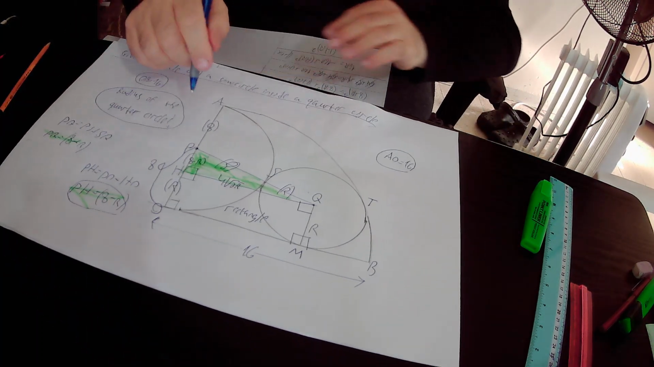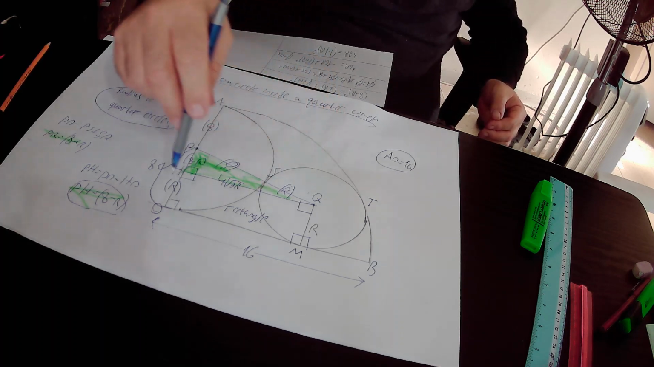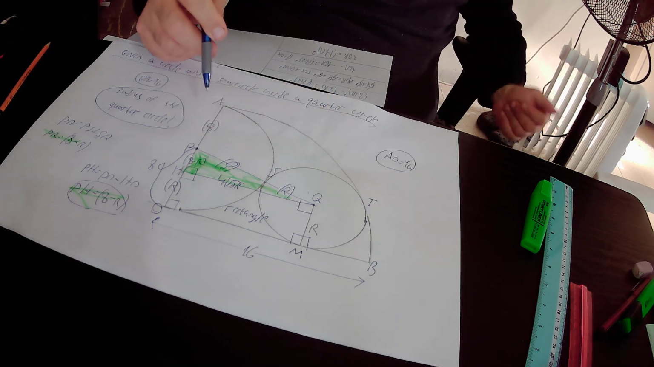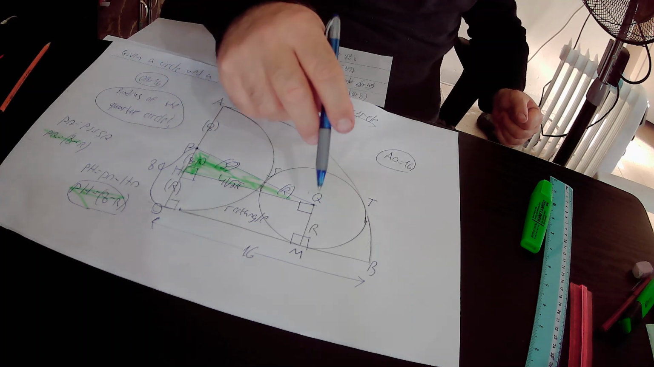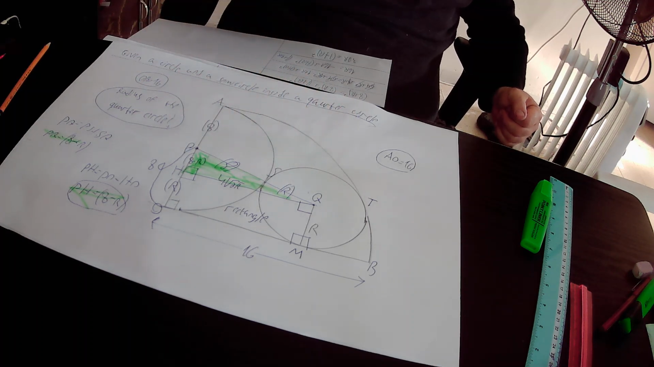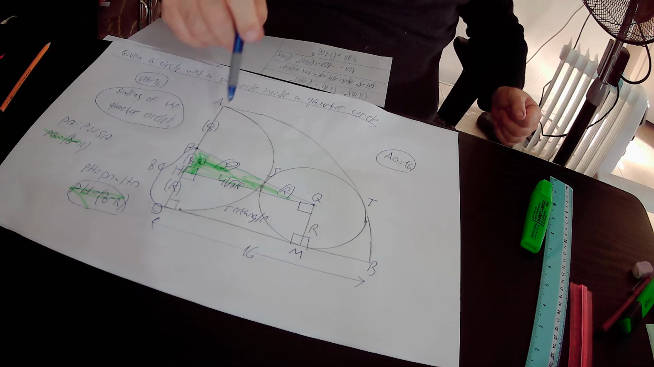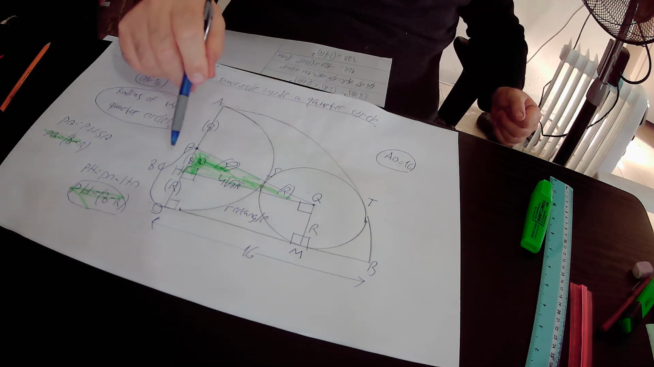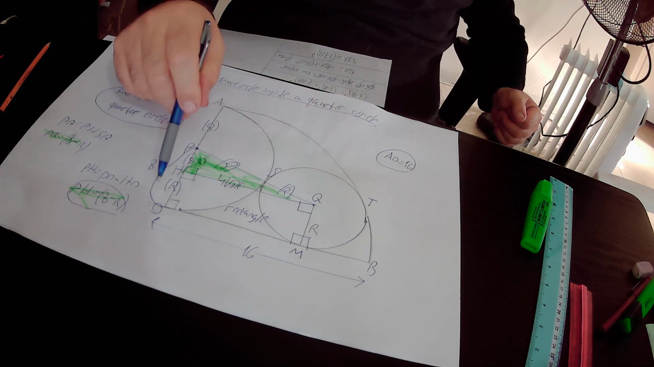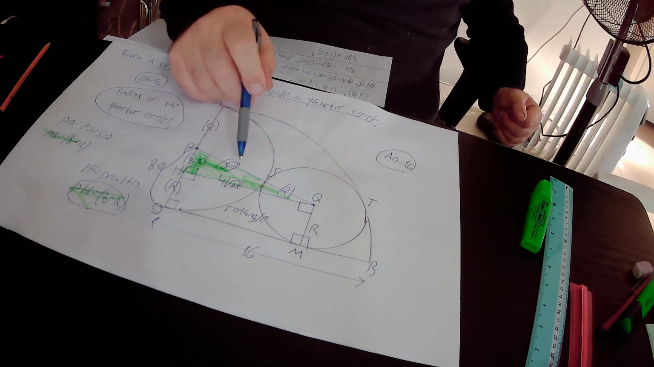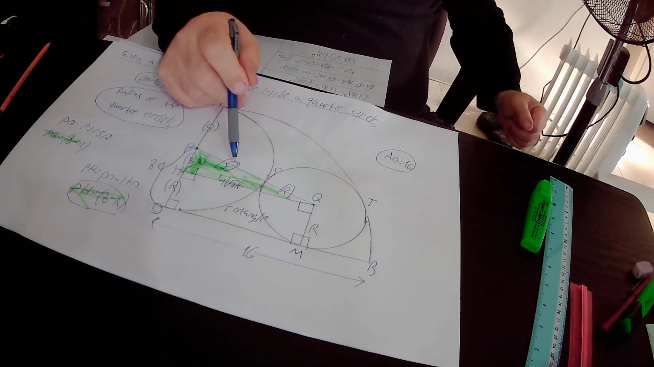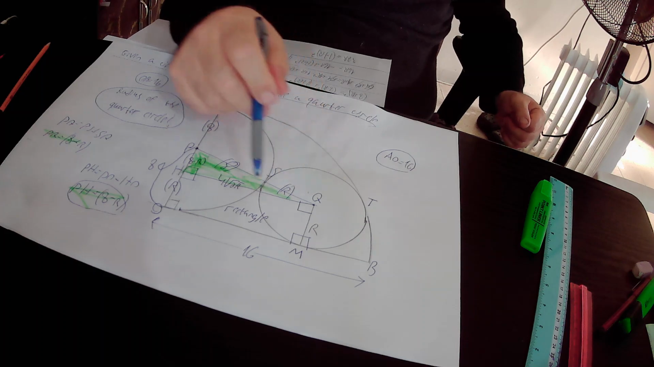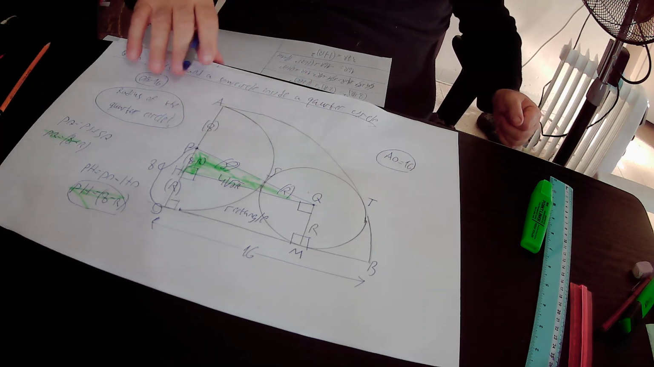But we have already found out that HQMO is a rectangle, and we know that the opposite sides of rectangle HQMO must be equal to each other. So in rectangle HQMO, side HQ must be equal to the opposite side OM. But HQ equals 4 times the square root of 2r, therefore OM must also be equal to 4 times the square root of 2r.